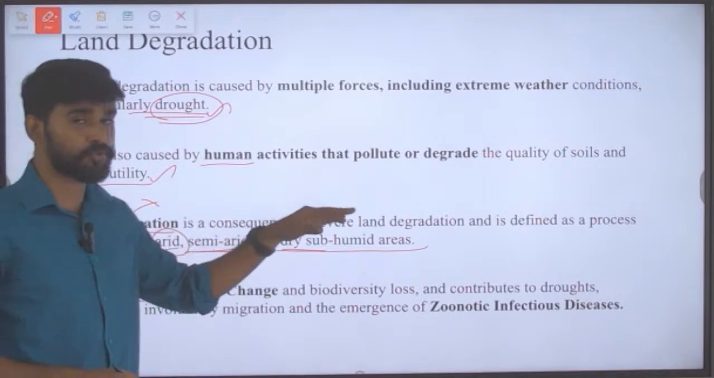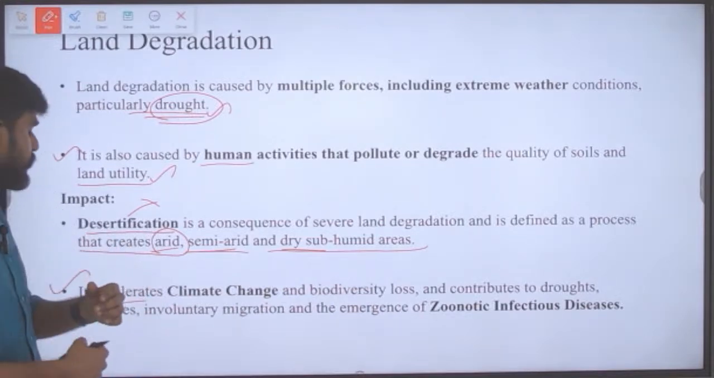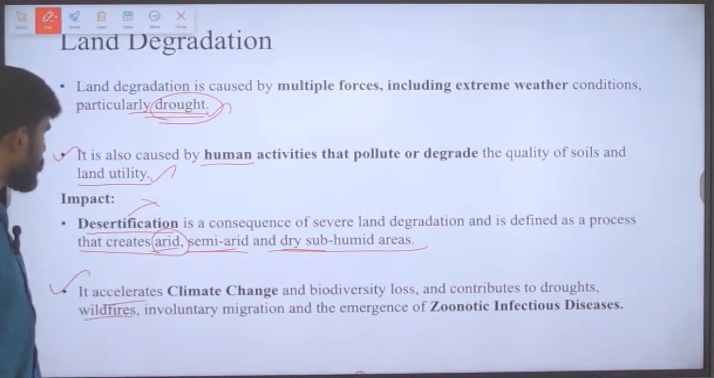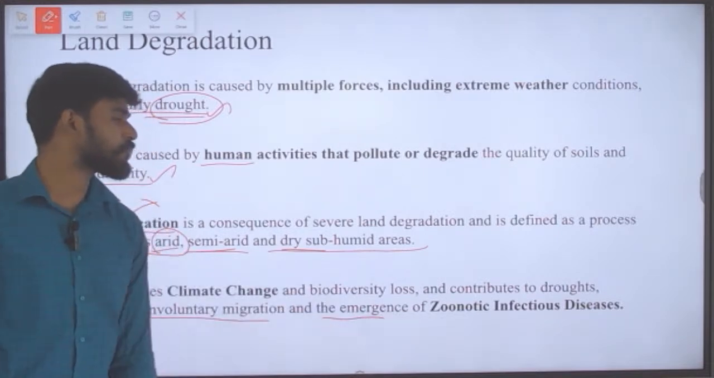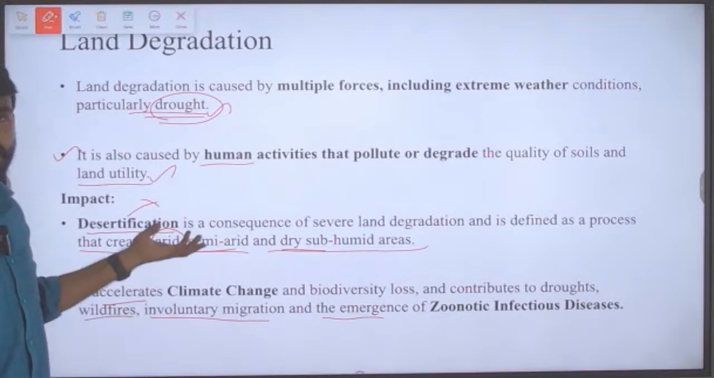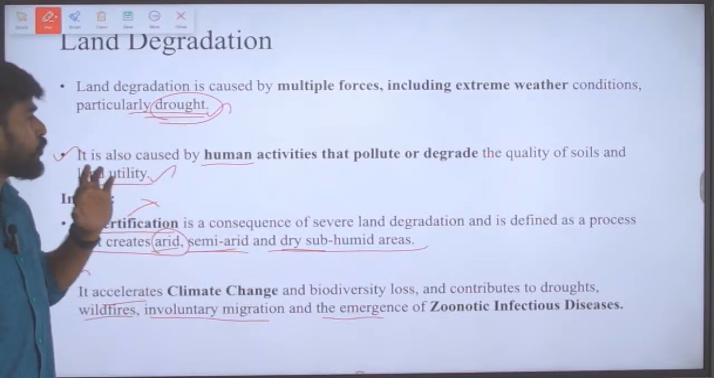Moreover, it contributes to droughts also. It is caused by drought and it also contributes to drought, and it also causes wildfire, involuntary migration and emergence of zoonotic infectious diseases. These are all the implications of land degradation. This is what we need to know.